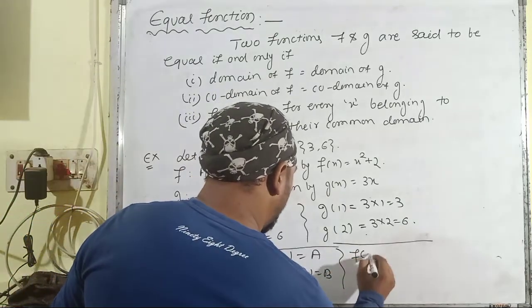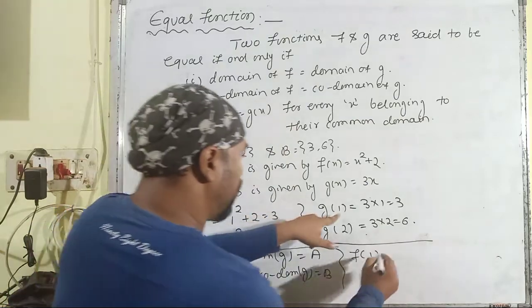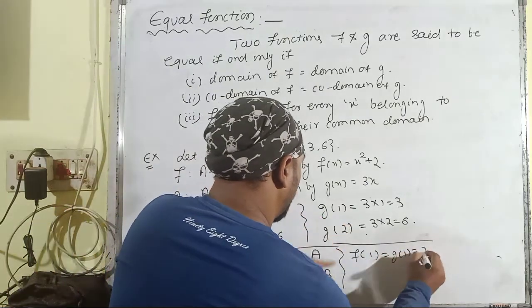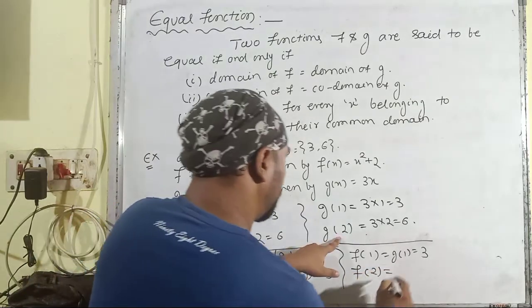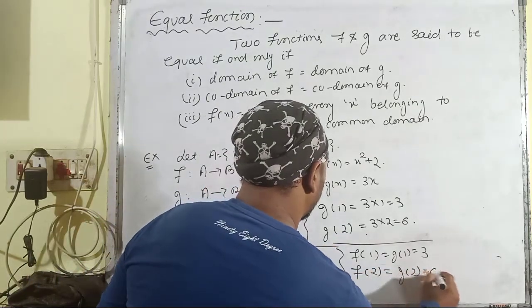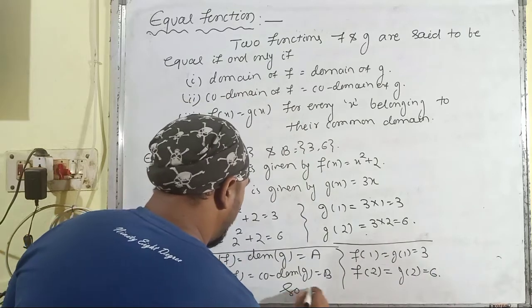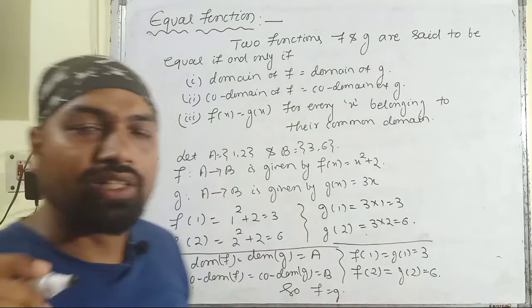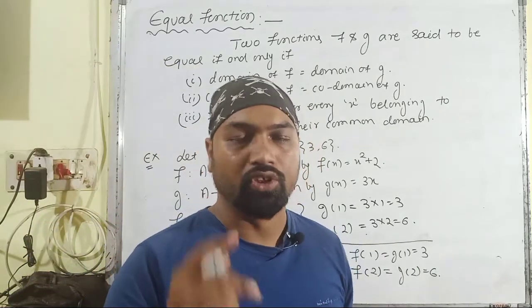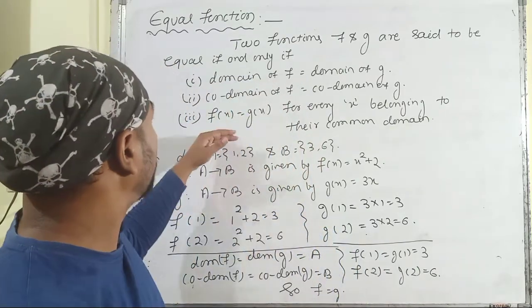Here you can see that f of 1 is equal to g of 1 and it is equal to 3. Then f of 2 is equal to g of 2 which is equal to 6. So f is equal to g, that means the two functions f and g are two equal functions. So it is the completion of equal function.